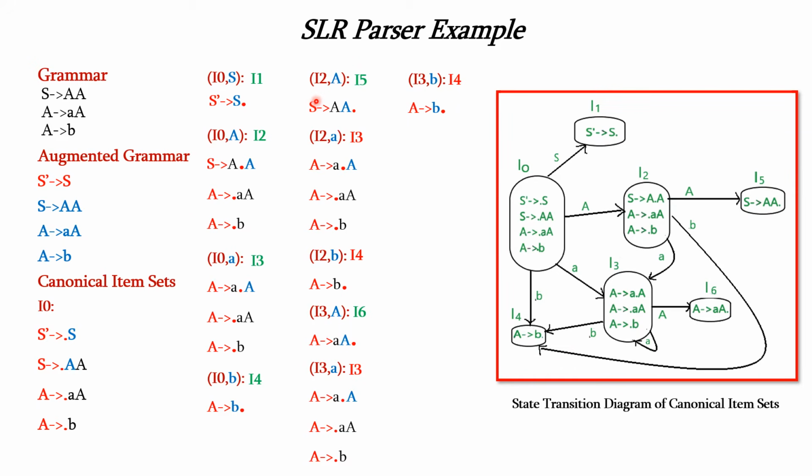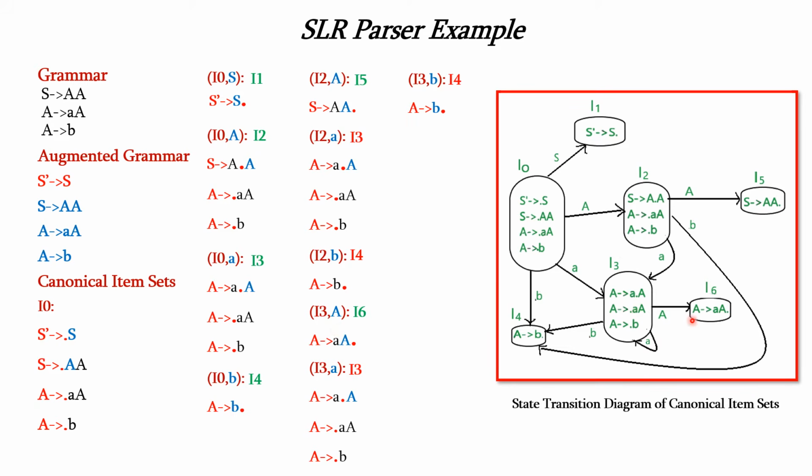Next, I2 on capital A goes to I5. I2 on small a goes to I3, and I2 on small b goes to I4, as mentioned here. Then I3 on capital A goes to I6.